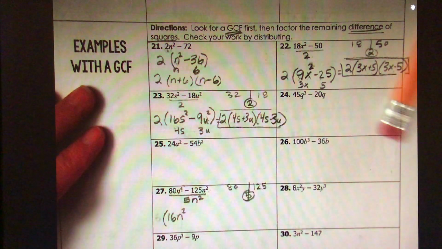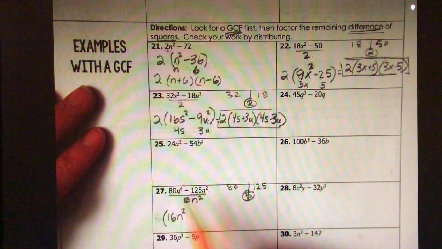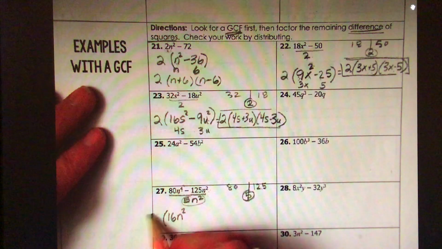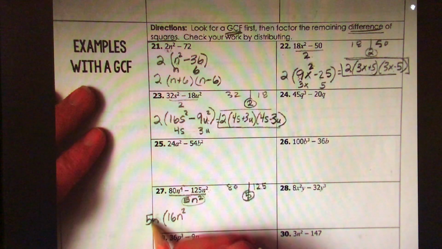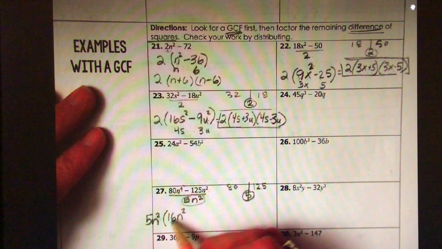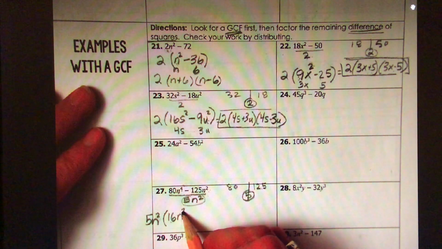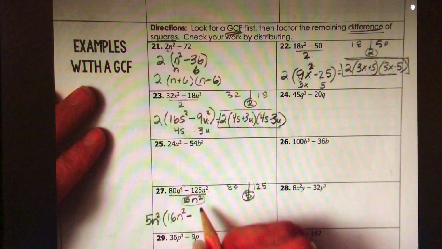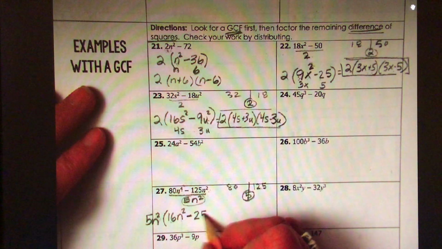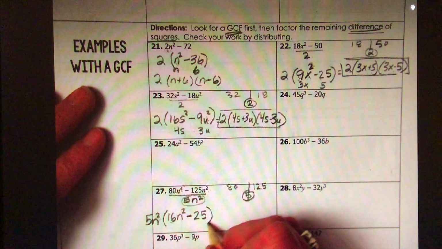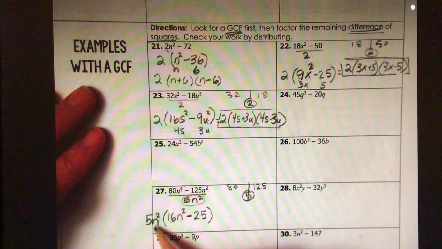Over here to the left, when I factored this out, remember this has to match what you put outside. So this is actually 5n squared. And then I have 16n squared minus, so 125 divided by 5 is 25. And do I have any variables left over? N squared divided by n squared? No, we're done. Okay.